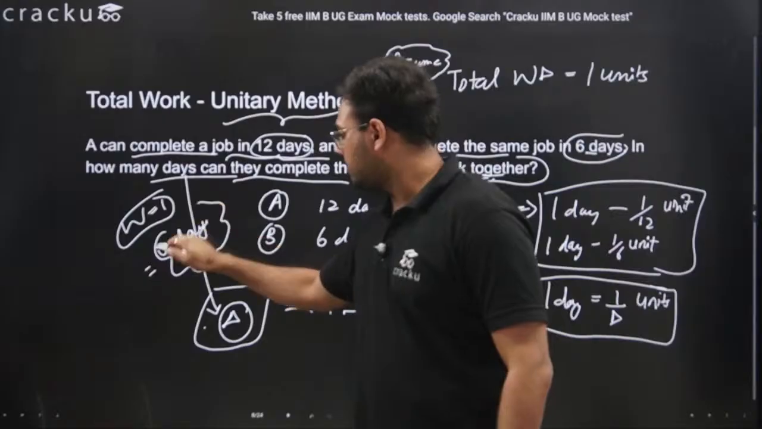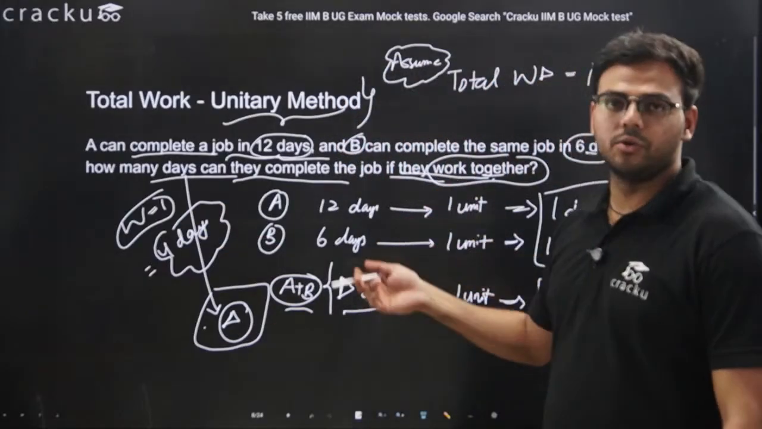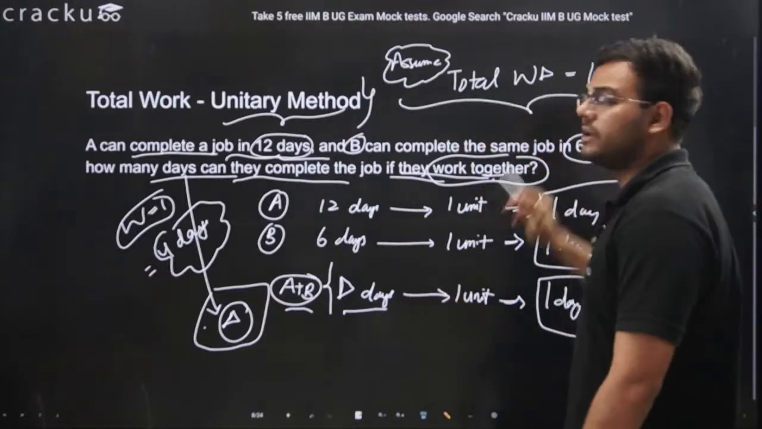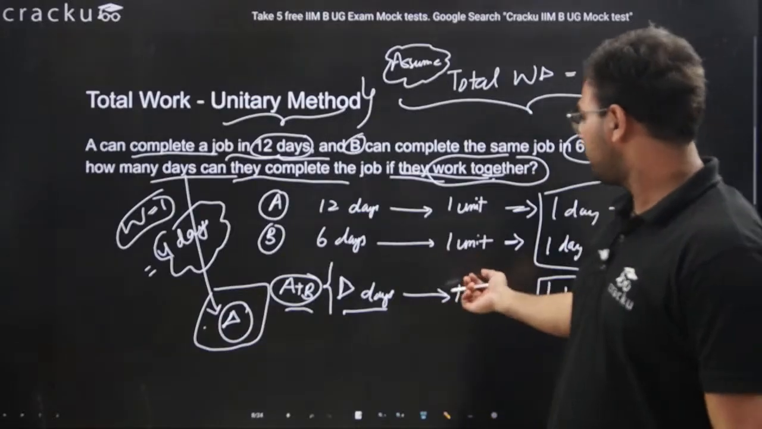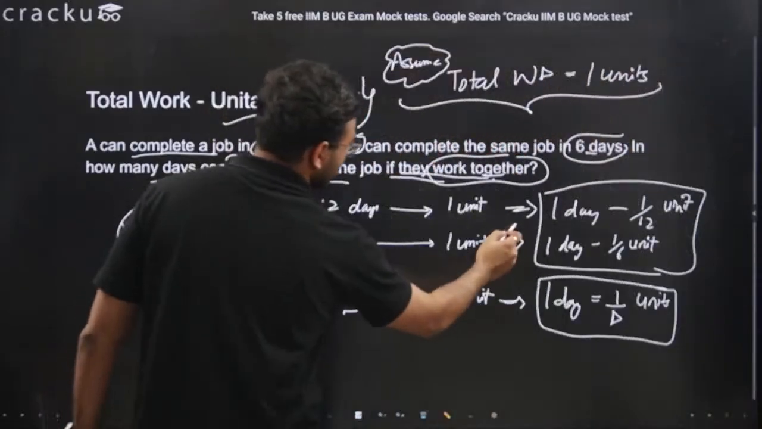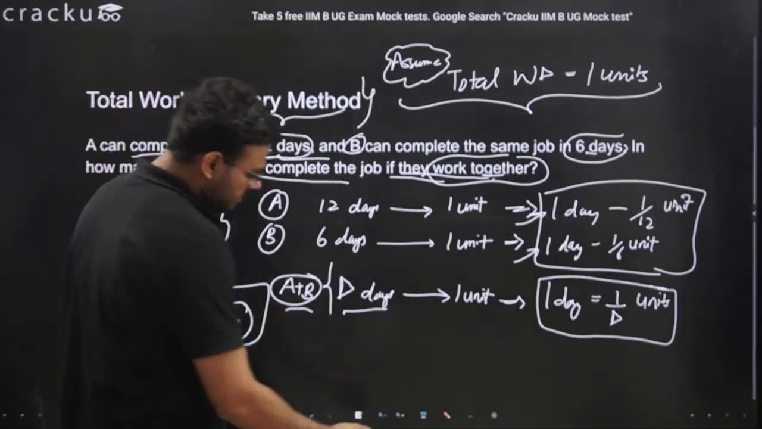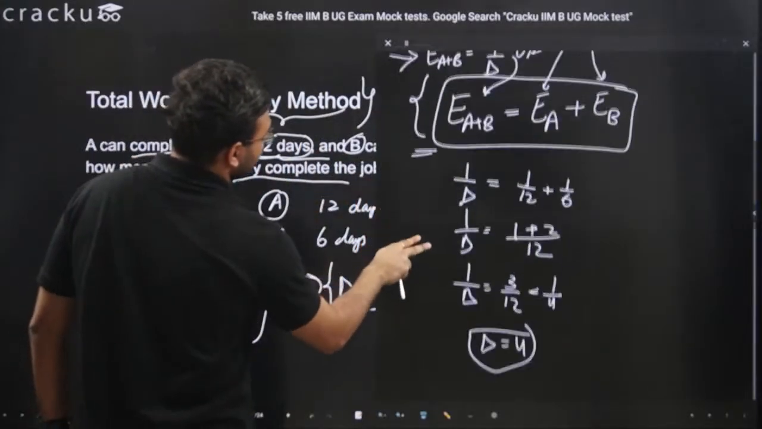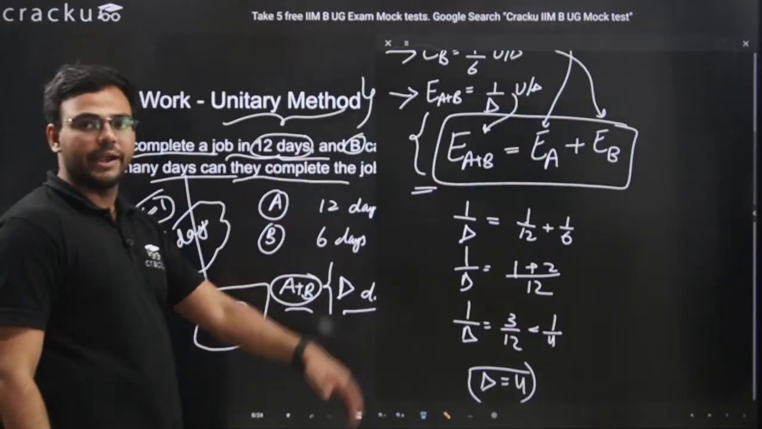So this is your unitary method. For the unitary method, you have to assume the total work done as 1 unit, and then you have to get the efficiency of each person, that is, calculate the 1 day work of each person. After getting the efficiency, you can apply the formula. You can just add up their efficiencies and equate with their combined efficiency.